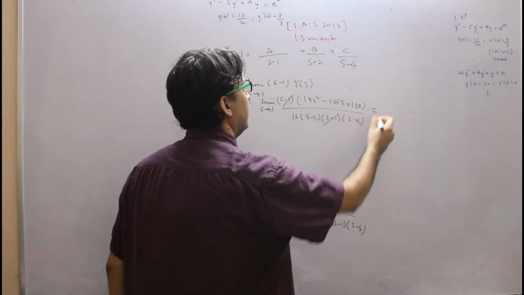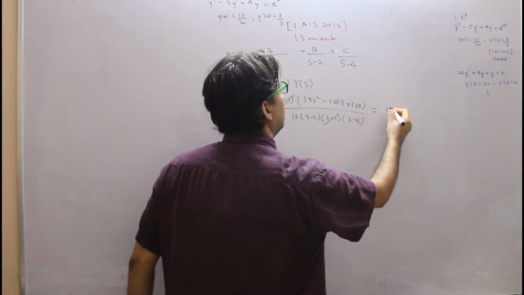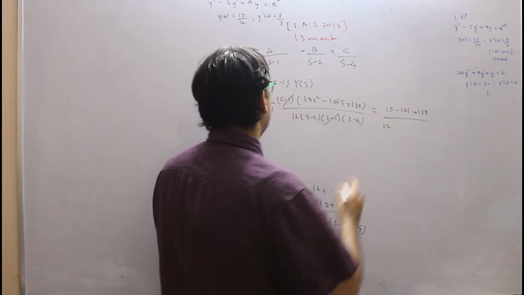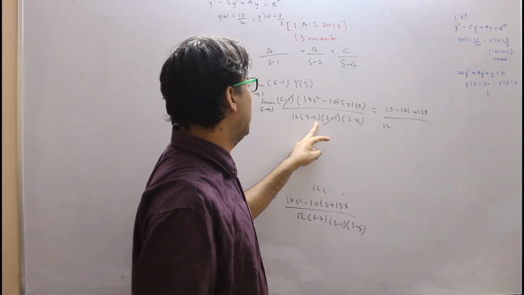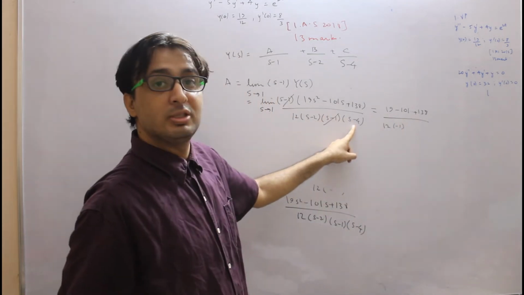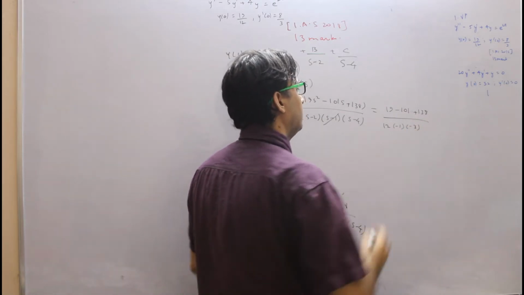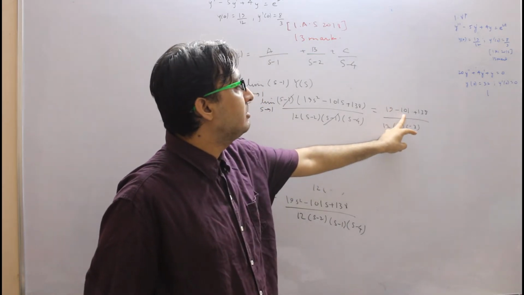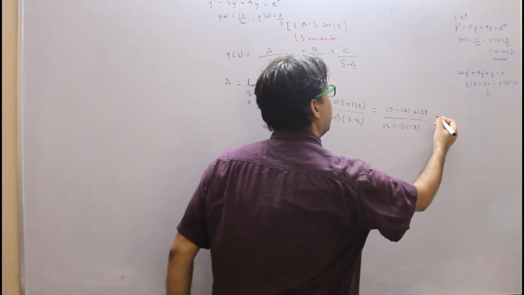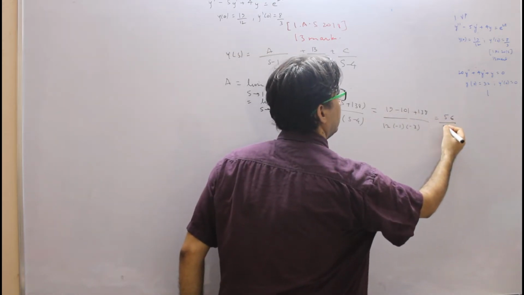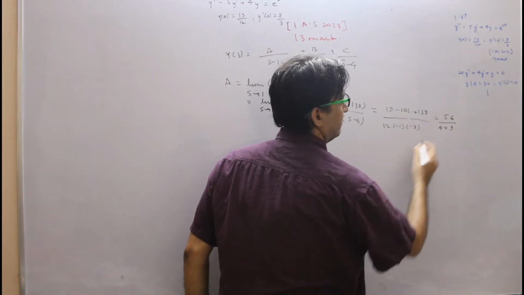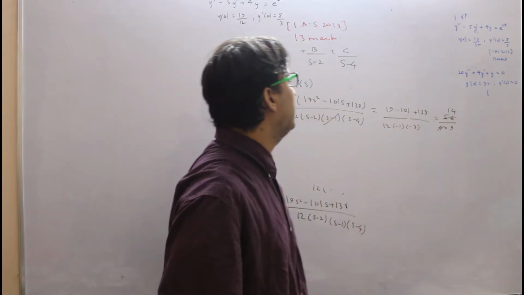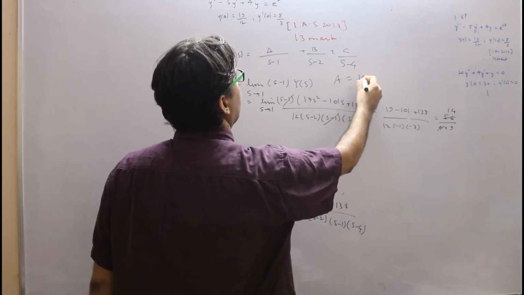We will plug the values here. Okay. So when we plug the value here, what do we get? 19 into 1, 19 minus 101 plus 138 divided by 12 times, 1 minus 2 is minus 1. Alright. And 1 minus 4 is minus 3. So further when we simplify, 138 plus 19 becomes 157, and 157 minus 101 becomes 56. So our answer is 56 divided by 4 into 9. Okay, we are decomposing it. So further calculating, we get 14 by 9. So we get a as 14 by 9.